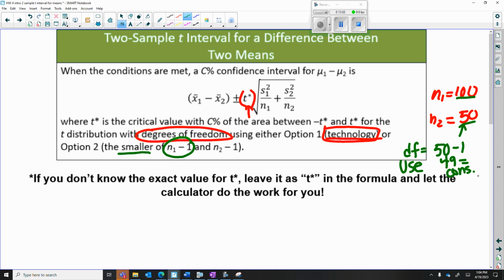That's going to be actually an overestimate of the margin of error, which is more conservative. So that's what it says in bold here. What we recommend is, if you don't know the exact value for the degrees of freedom and the t star, just leave it as t star in the formula and let the calculator do the work for you.